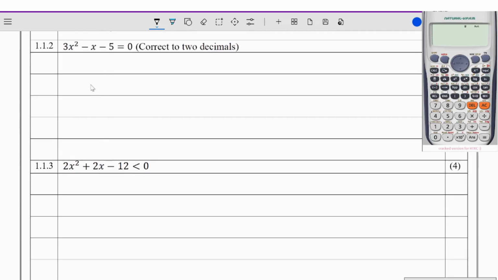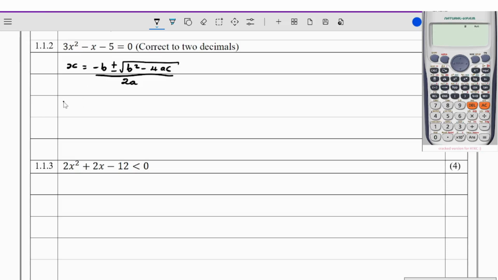Now in the second question, we are given a quadratic again. We have to write our final answer correct to 2 decimal places. Already when I see this instruction that I must correct my answer to 2 decimal places, it tells me that my quadratic cannot be factorized. So automatically I am programmed to go to the quadratic formula. So we're going to have b squared minus 4ac, and then all of this will be divided by 2a.